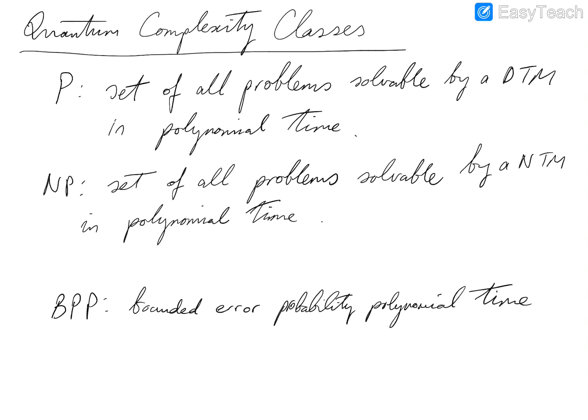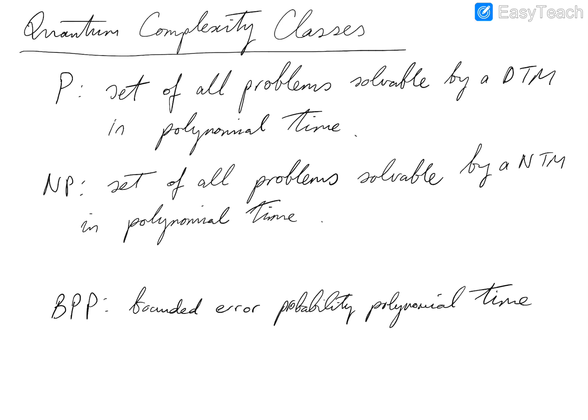So to be more precise, if M is a probabilistic Turing machine that decides some language L in BPP, and if X is an input, then M accepts X with probability at least 1/2 if X is in L. Otherwise, M rejects X with probability at least 1/2, or greater than 1/2. So this defines the class BPP.